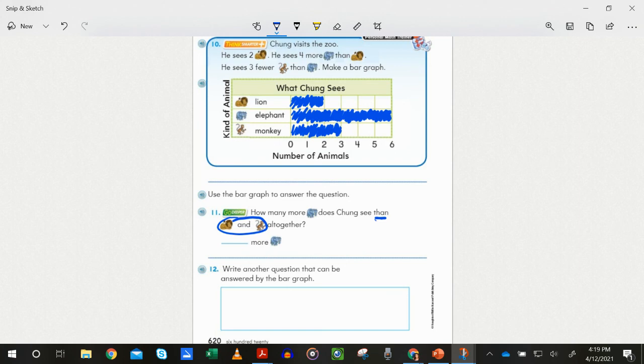Okay, number 11, we have the elephant number, which was 6, that we're comparing. We have the word than, we're going to subtract the lion and monkey. So lion was 2 and monkey was 3 is 5. So we're comparing 6 and 5. You didn't need to write this down. We're just finding that the difference is 1. Okay? Were you able to figure that out?